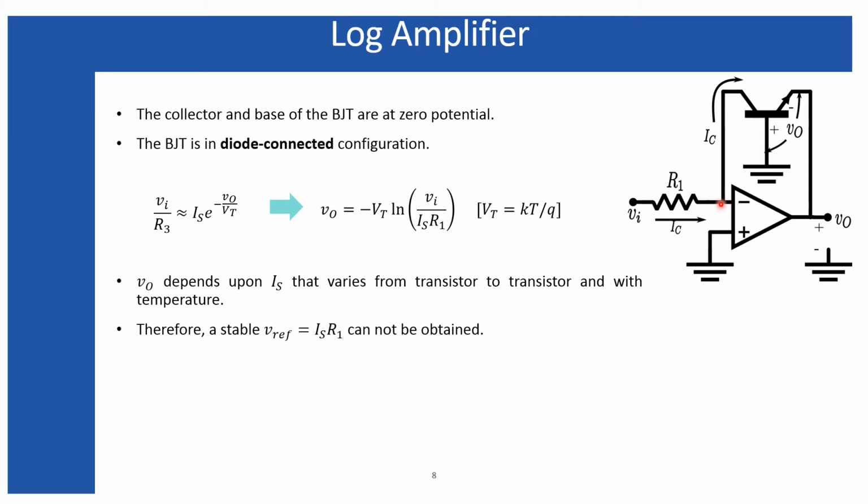And the inverting terminal is at virtual ground, because we know that for an operational amplifier which has infinite voltage gain, the difference in potential between the two input terminals will always be zero. Since the voltage at its non-inverting terminal is zero due to this ground, the potential at this point will be zero. So it is at virtual ground.